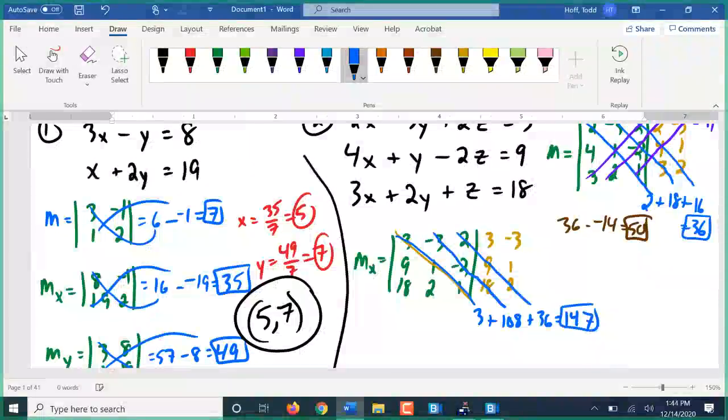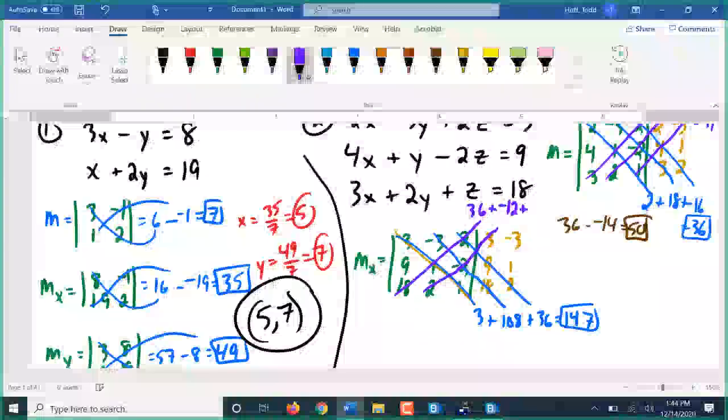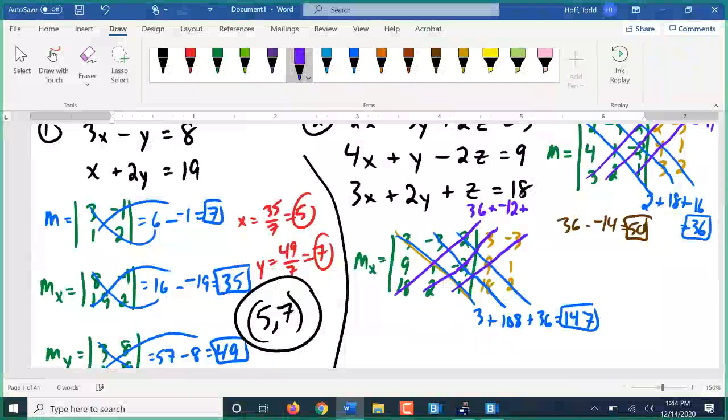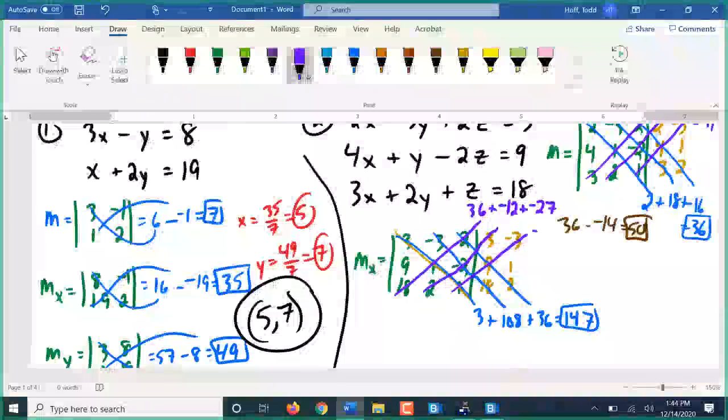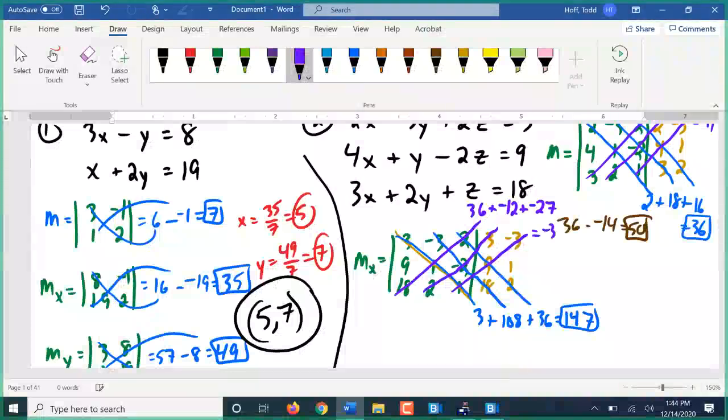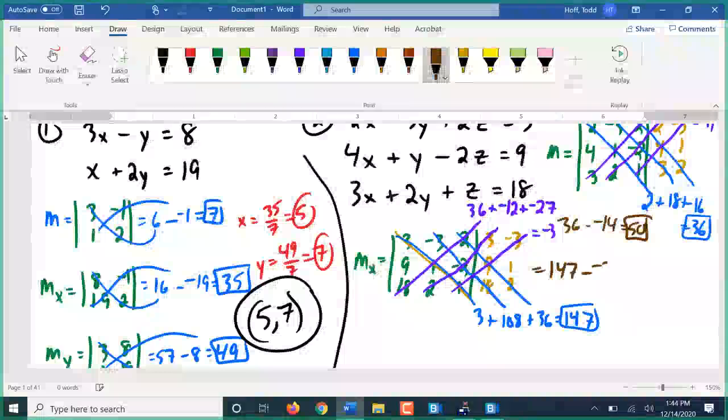My down total. Going up, 18 times 1 times 2 is 36. 2 times negative 2 is negative 4, times 3 is negative 12. 1 times 9 times negative 3 is negative 27, which is a negative 3. So we have 147 minus a negative 3, which is 150.